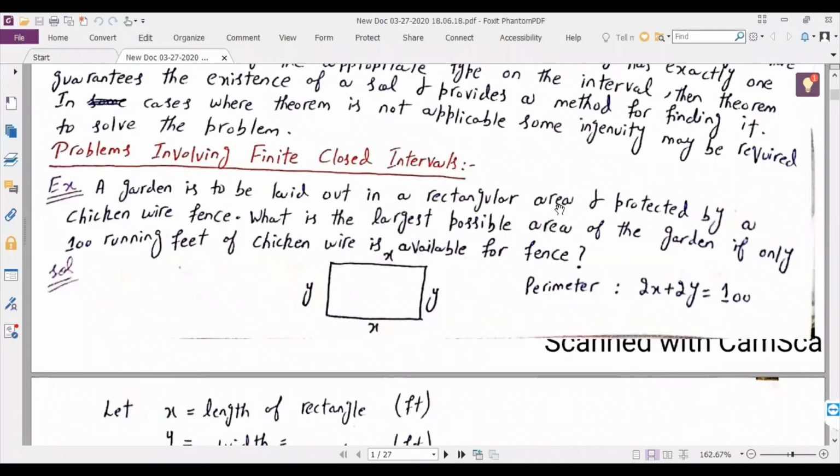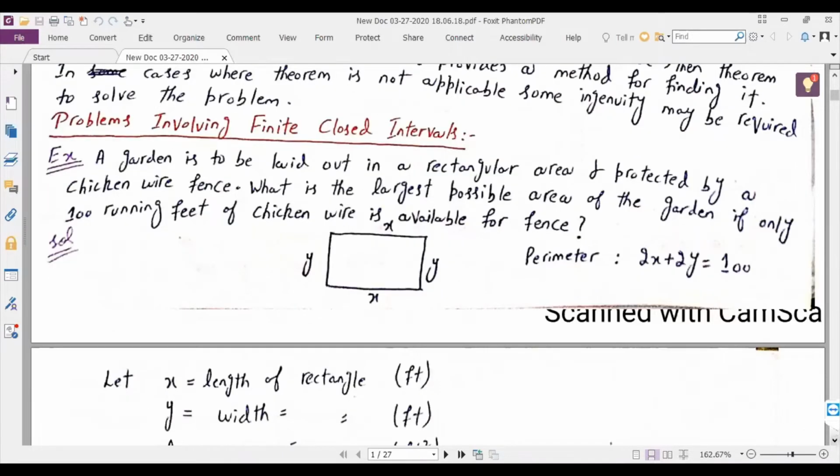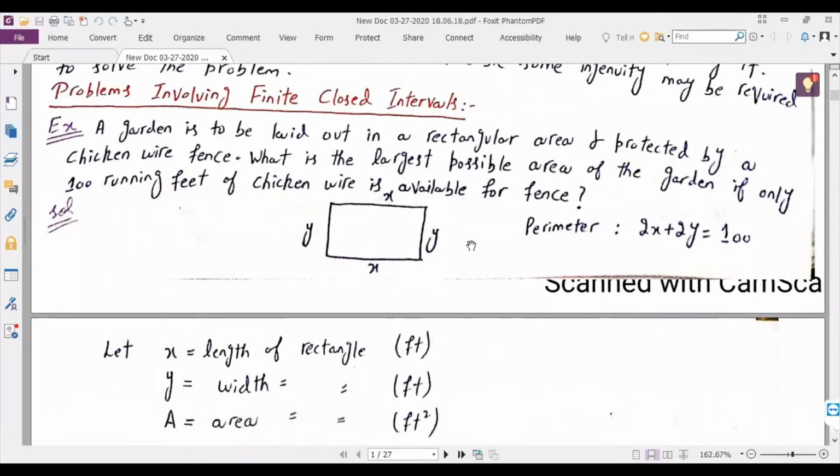Now comes the first problem, which involves a finite closed interval. A garden is to be laid out in a rectangular area and protected by a chicken wire fence. What is the largest possible area of the garden if only 100 running feet of chicken wire is available for the fence? Now, for finding the minimum or maximum of something, the first step is to draw an appropriate figure and label the quantities relevant to the problem.